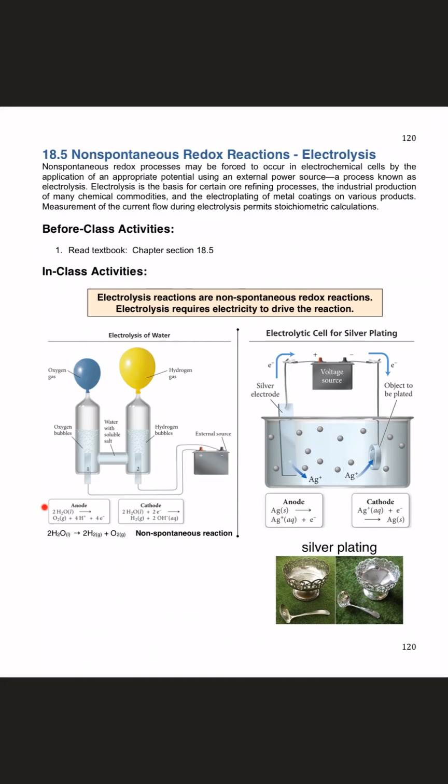One is the electrolysis of water, and the other is the electrolytic cell for silver plating. Let's focus on the electrolysis of water first. The decomposition of water to hydrogen gas and oxygen gas is non-spontaneous. In order to drive this reaction to occur, we will need an external source of electricity.